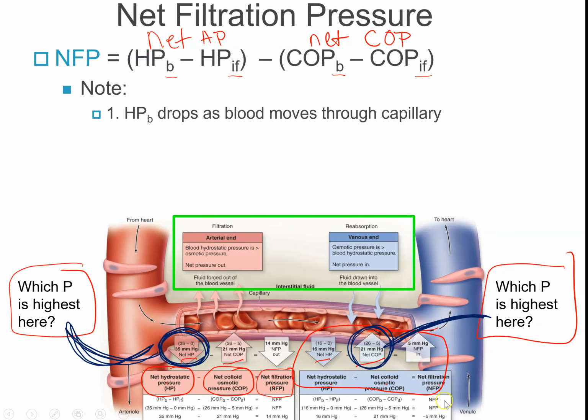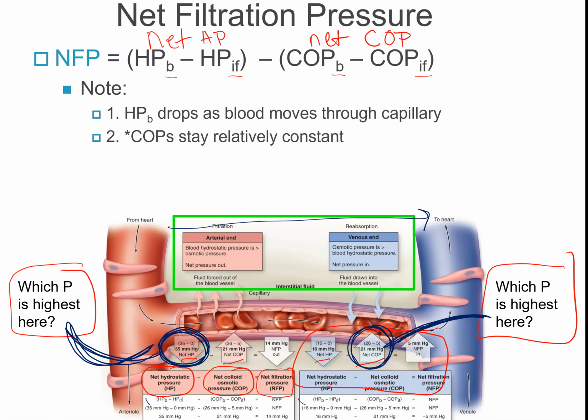There we go. Let's see, where am I? Your hydrostatic pressure in the blood is 35 here. Can't write on it there. Anyway, and it is 16 here. It drops as the blood moves through the capillary.